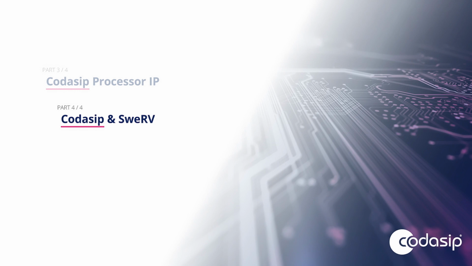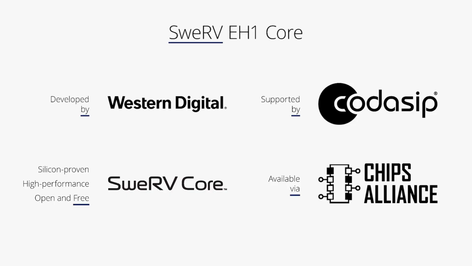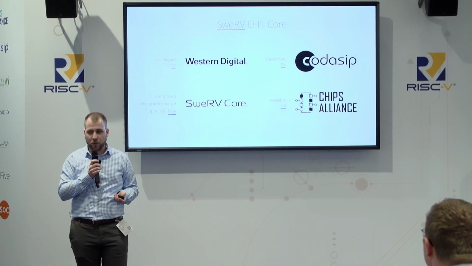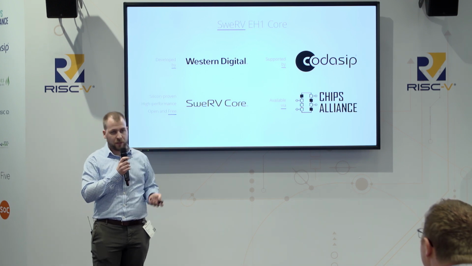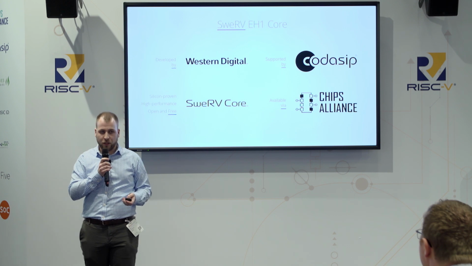Last but not least, I would like to talk about the Swerve core and the work that Codasip has been doing lately with it. For those who don't know about the Swerve core, it is a 32-bit IMC RISC-V core designed by Western Digital. It is supposed to be used in their products, where it is considered a high-performance core. Western Digital decided to open source the core, and it is now freely available on the GitHub of CHIPS Alliance. So if you want to, you can download it and use it the way you want.